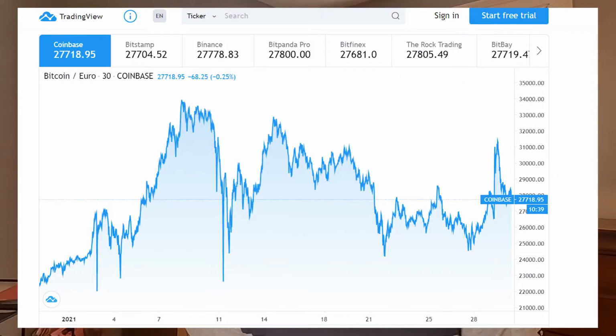This is all priced in euros here at the moment. As you can see, for the whole month, it's been very, very volatile. We were seeing highs in the 33,000, 34,000 range, and then it's also seeing lows of around 22,000 per coin. This is coming directly after the month of December 2020, when Bitcoin was on a massive bull run and reached some of its all-time highs.